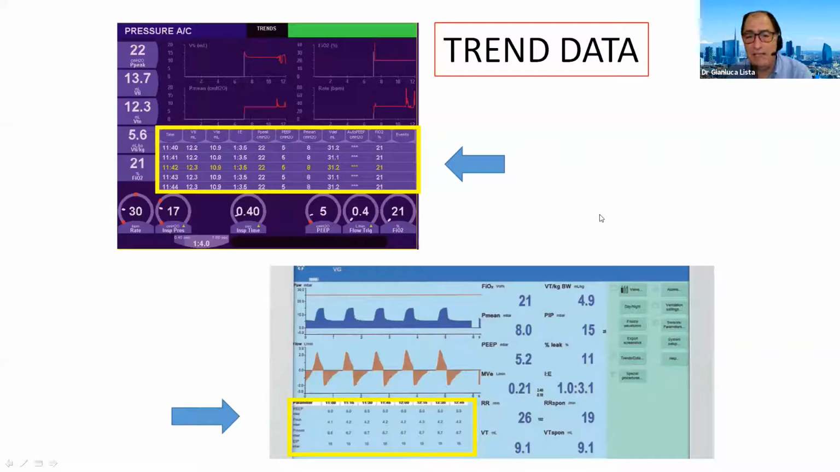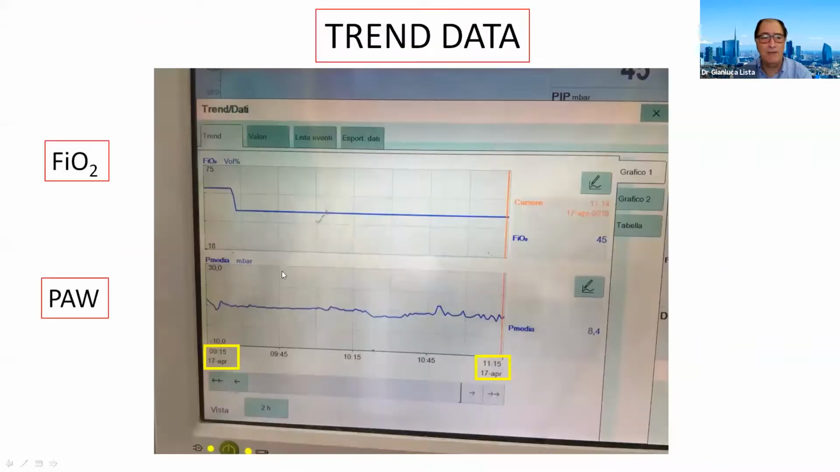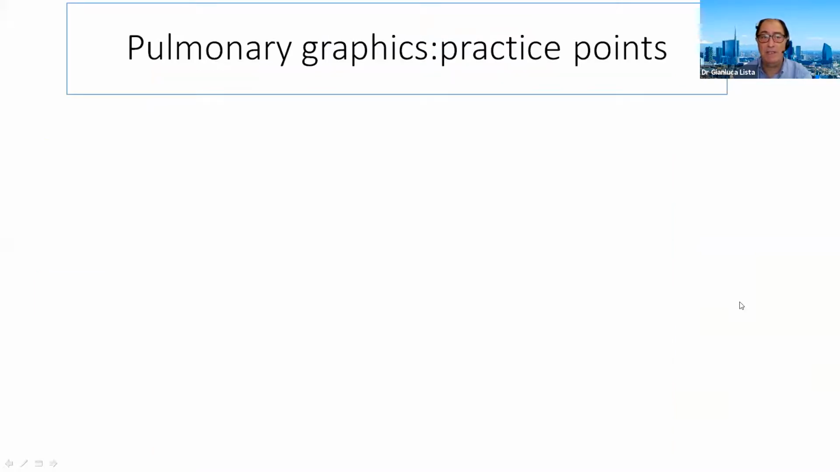Also, the trend data are very, very interesting. The trend data about the mean airway pressure used, the tidal volume, the FiO2 needs. For example, in these patients, we have a contemporary presence of the monitoring, the trend data of the FiO2 and the mean airway pressure. We can understand really what is happening during the day for this baby in mechanical ventilation.